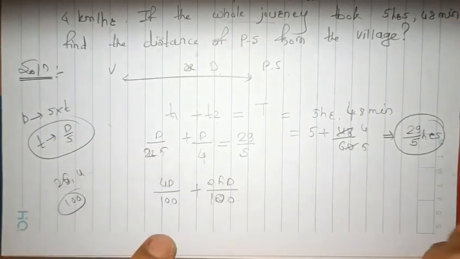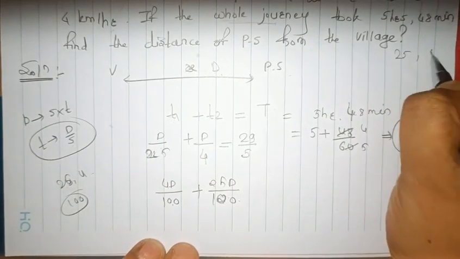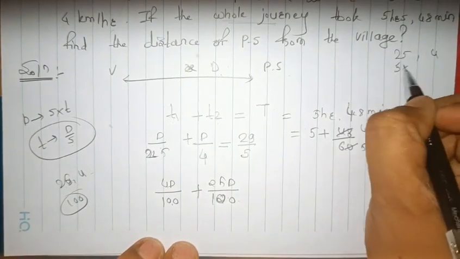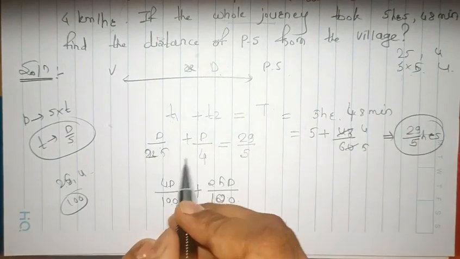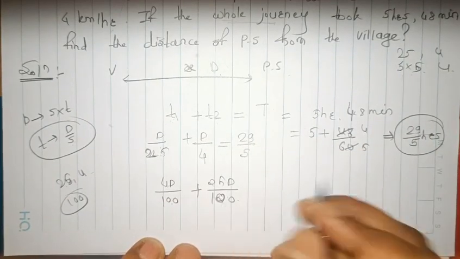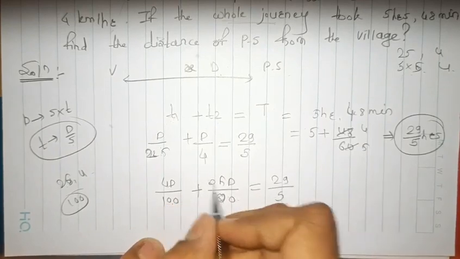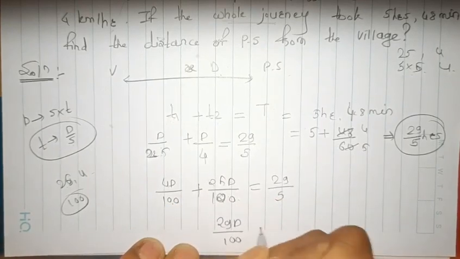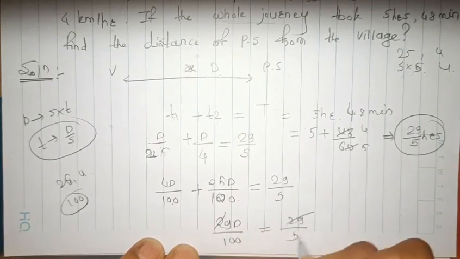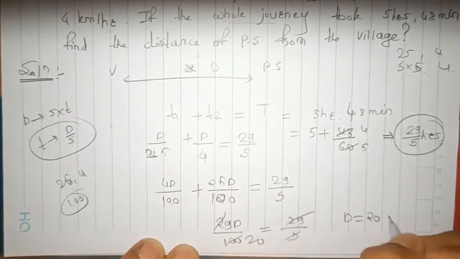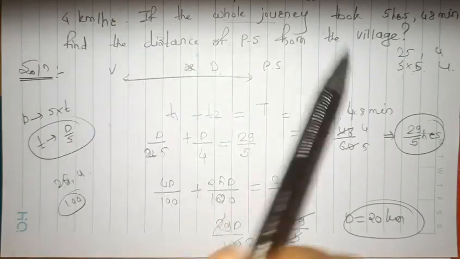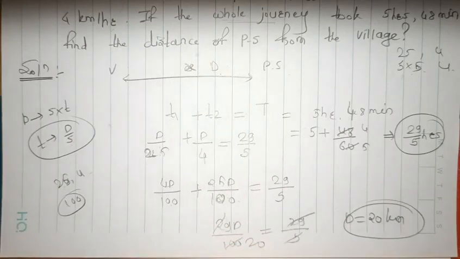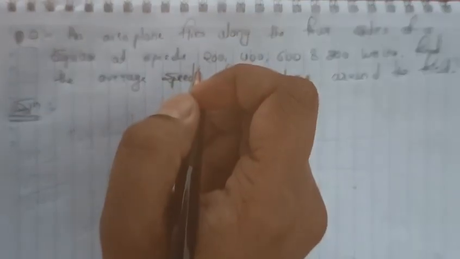By that method, 25 into 4, it is 5 into 5 into 4, that is 100. So 29D by 100 is equal to 29 upon 5. This is cancelled, this is 20, so distance is equal to 20 kilometers. So this is the distance between village to post office and post office to village. So this is our 7th question here.